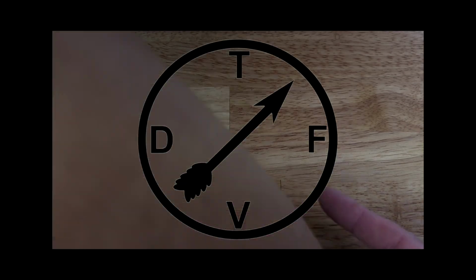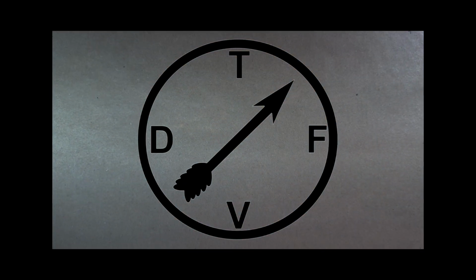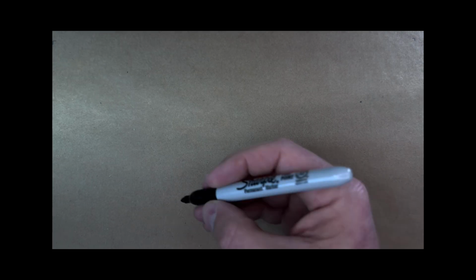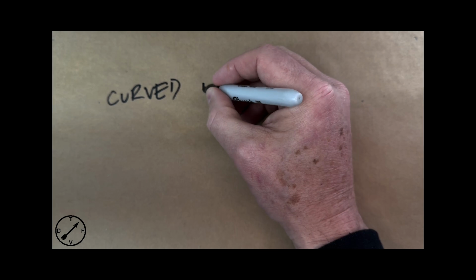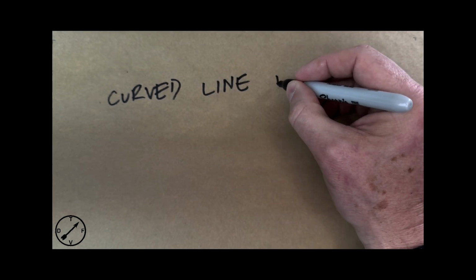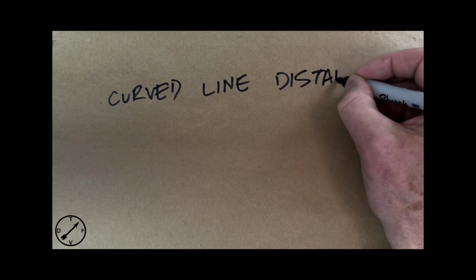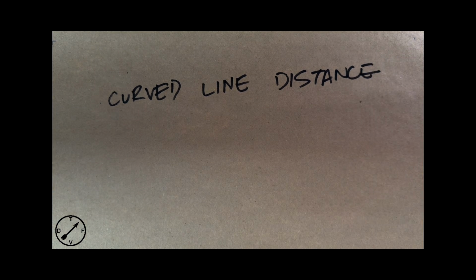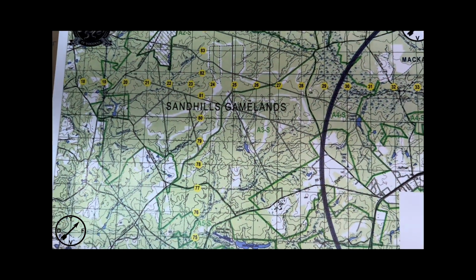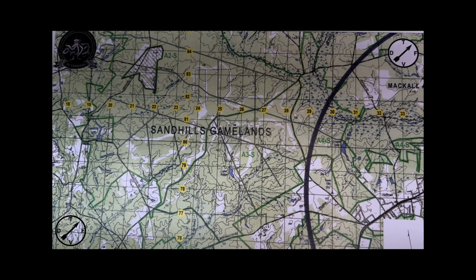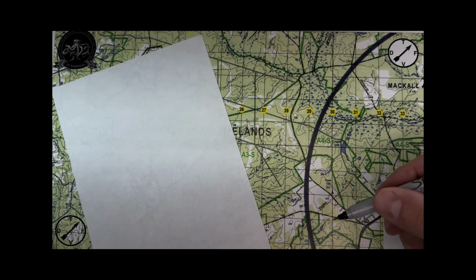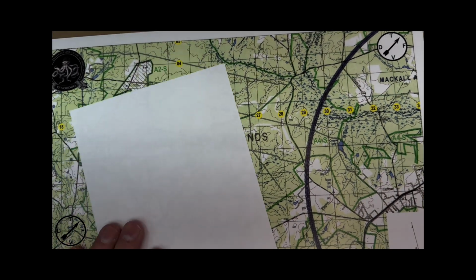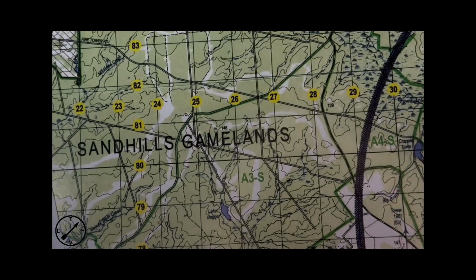Okay, our next lesson. This time we're going to measure how to measure curved line distance. And again, we're going to use a standard 1/50,000 MGRS map, scrap paper, and something to write with. We normally want to use a pencil because of its accuracy, but for demonstration purposes, we're just going to use a dark pen here.